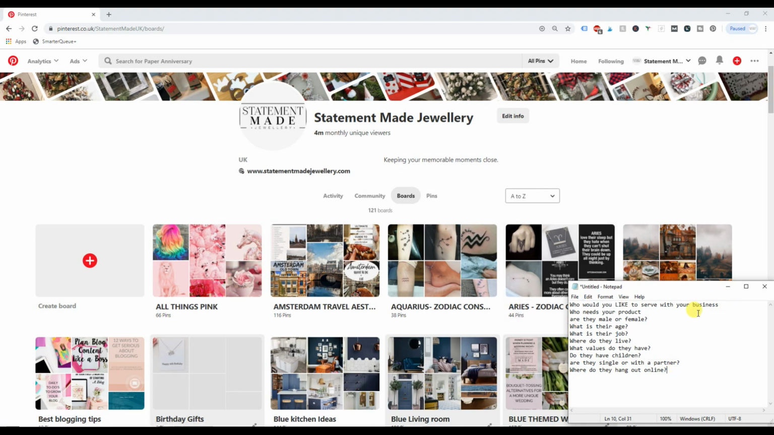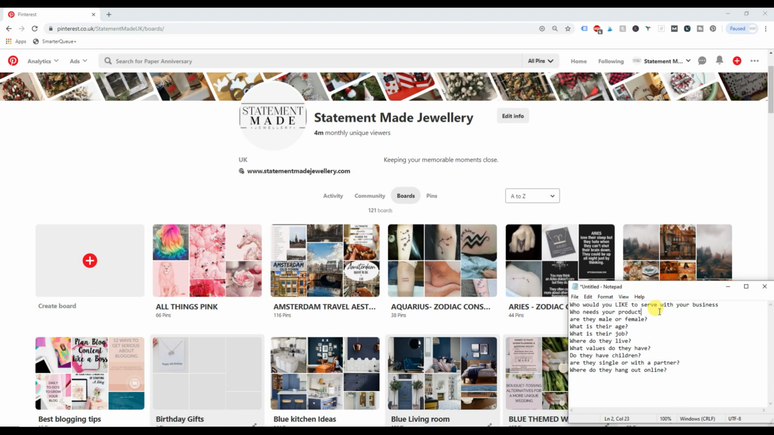So our target market: who would you like to serve with your business? Well, let's say, for example, you are targeting maybe busy women that just don't have any time to sit and read labels and try and work out what's best for their skin. They want to do right by their skin, but they just don't have the time to sit and research it. Who needs your product? Well, I would imagine probably women that are either busy mums or are in quite high-powered jobs and just have a lot on their plate, but they also just really like the idea of embracing natural cosmetics and skincare and things like that.